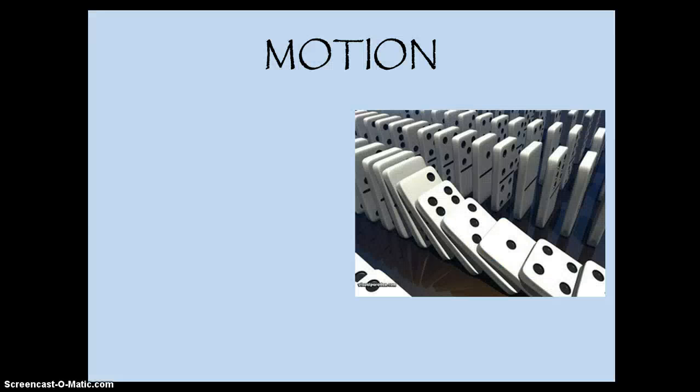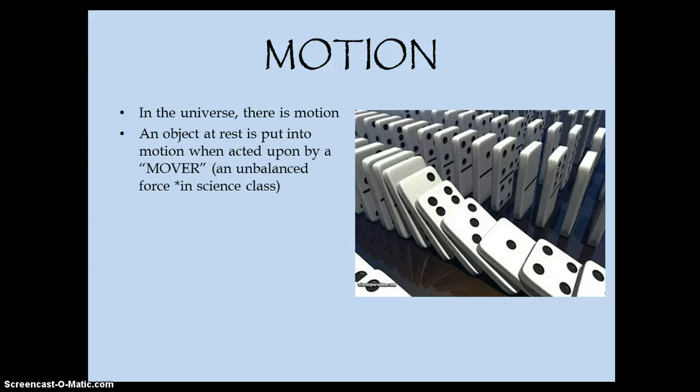And as you can see, we've got dominoes here in the picture falling down. What Aquinas does is he looks at the universe and says, in the universe, things are moving. They're in motion. Now, you guys learn in science class that an object that is at rest will stay at rest unless it is acted upon by an unbalanced force. Thomas doesn't call it an unbalanced force, he calls it a mover. So if something is moving, it was put in motion by a mover, an unbalanced force.